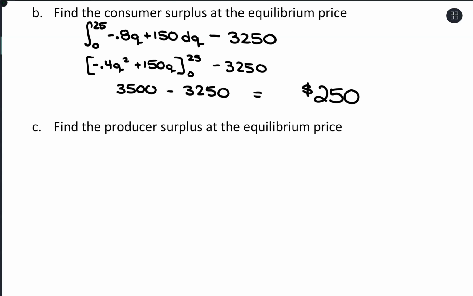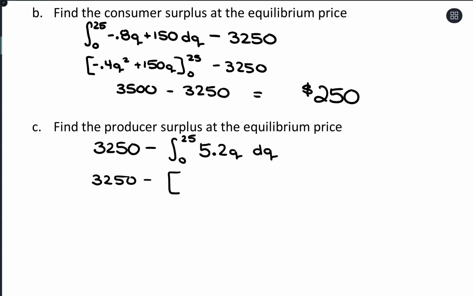For producer surplus, we're going to take Q times P first, so that 3,250, minus the definite integral from 0 to 25. And then this time we're going to use our supply function, so 5.2Q dQ. So 3,250 minus, and then the antiderivative of 5.2Q, let's see, Q squared over 2, so that'll be 2.6Q squared from 0 to 25.